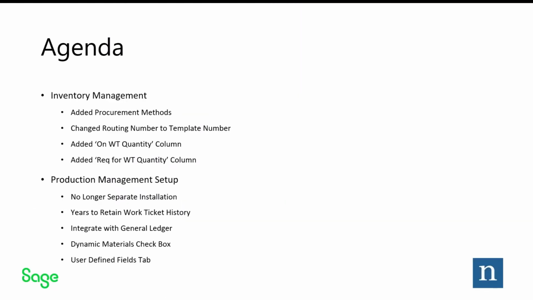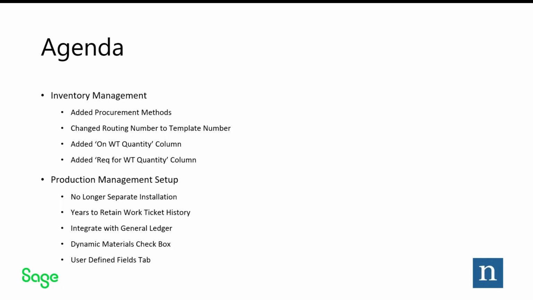First thing is they made some changes in inventory management, and you'll only see these changes if you have production management installed and enabled in the company. But they've added some procurement methods. They've changed the label of the routing number field to template number. They've added a column for on work ticket quantity, and they've added a column for required for work ticket quantity. So we'll take a look at those.